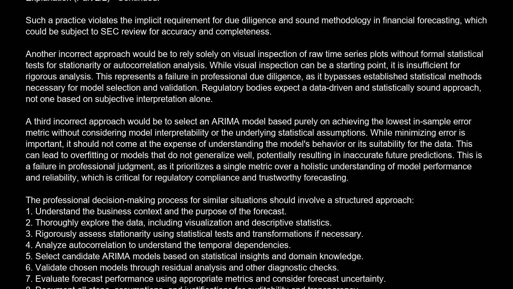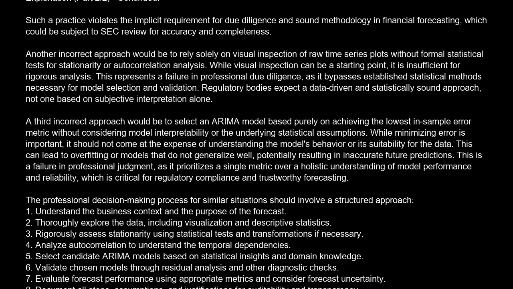Another incorrect approach would be to rely solely on visual inspection of raw time series plots without formal statistical tests for stationarity or autocorrelation analysis. While visual inspection can be a starting point, it is insufficient for rigorous analysis. This represents a failure in professional due diligence, as it bypasses established statistical methods necessary for model selection and validation. Regulatory bodies expect a data-driven and statistically sound approach, not one based on subjective interpretation alone.